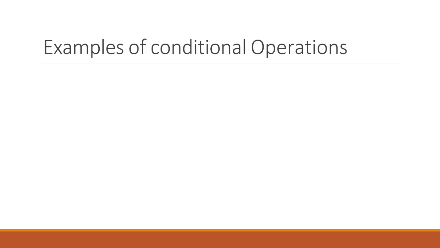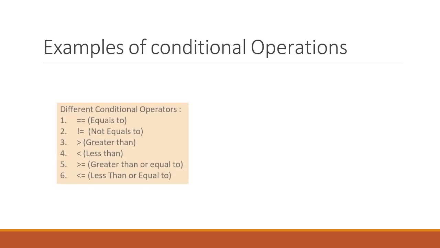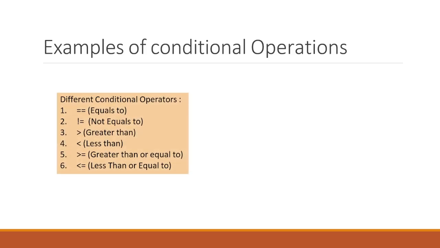When you want to compare two values, like comparing two people's ages, or if you want to compare anything, then you have to use a conditional operator. First, we have double equal to. If you want to compare A with B, whether A is equal to B or not, it will always return boolean type of data.